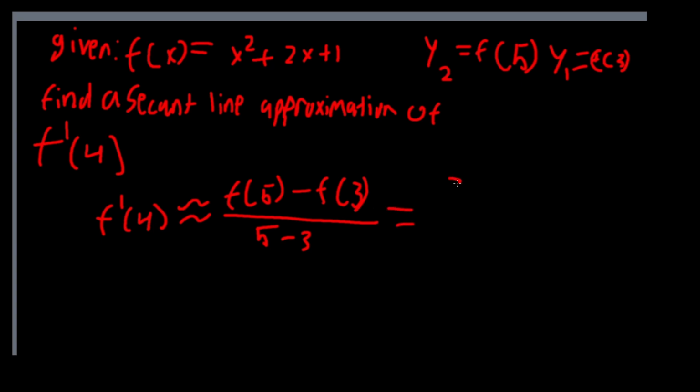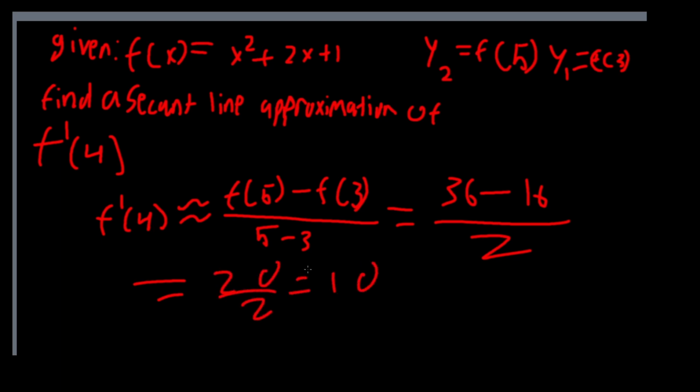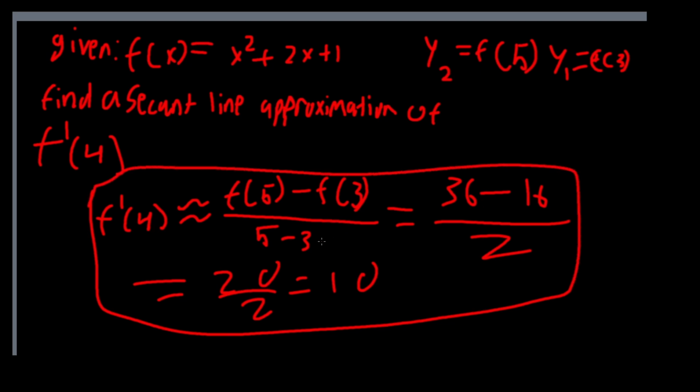You can put an equal sign here. 36 minus, and then 3 is going to give you 16 over 2. And then that's going to give you, you can once again put an equal sign, equals 20 over 2 equals 10. And then this whole thing would be your answer. Technically, you could just go like here. You don't have to do this over here, but to be a little more obvious, I wrote it out. But yeah, the approximation we have is 10.